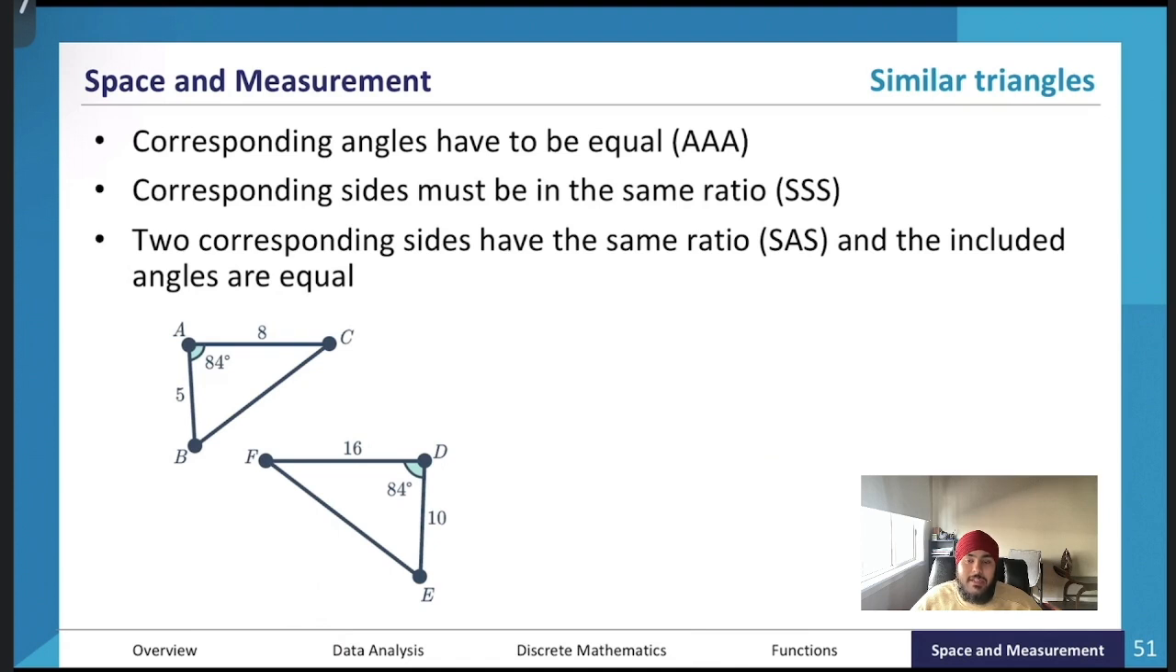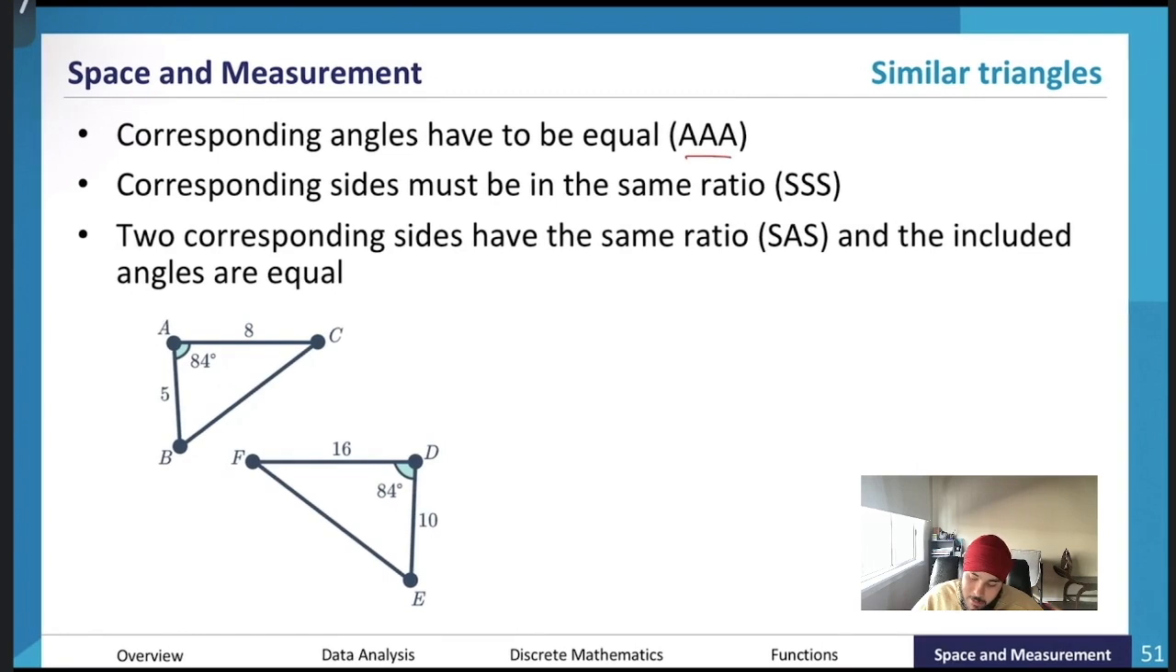All the corresponding sides need to be in the same ratio. Triangles have three sides, so all three sides have to be in the same ratio. But if you can't see three sides, then you can't use this criteria. And then the third criteria, for when you can't see all three angles or all three sides, is SAS. SAS is basically having two sides that are the same ratio and the included angle being equal. So what is the included angle? The included angle is the angle that is between those two sides.